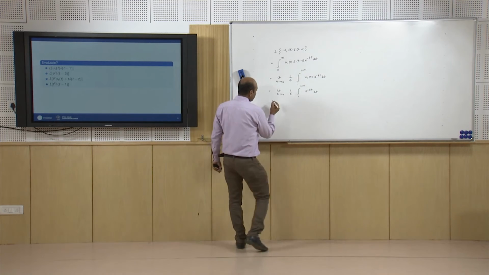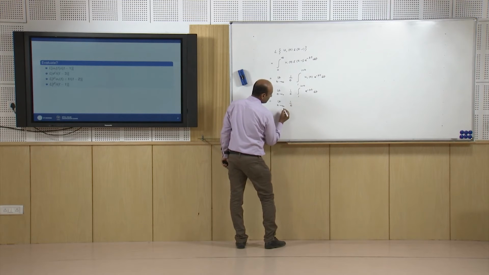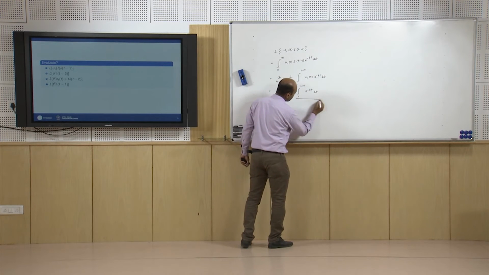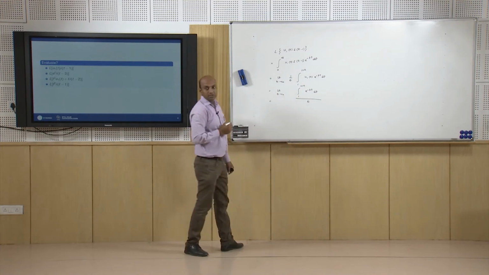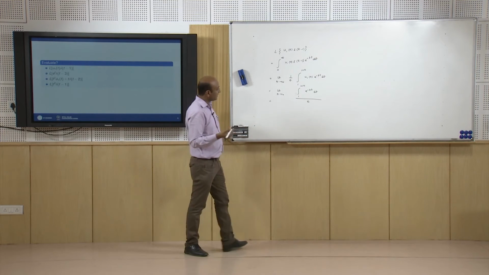So, now it is nothing but limit epsilon tends to 0 of 1 by epsilon. It is now a 0 by 0 form, because you can always write it like this. So, it is a 0 by 0 form. So, you have to apply L'Hospital's rule to simplify this.